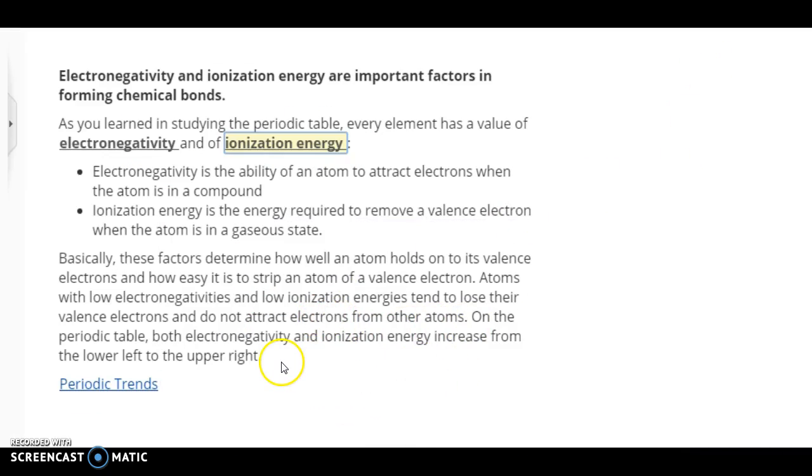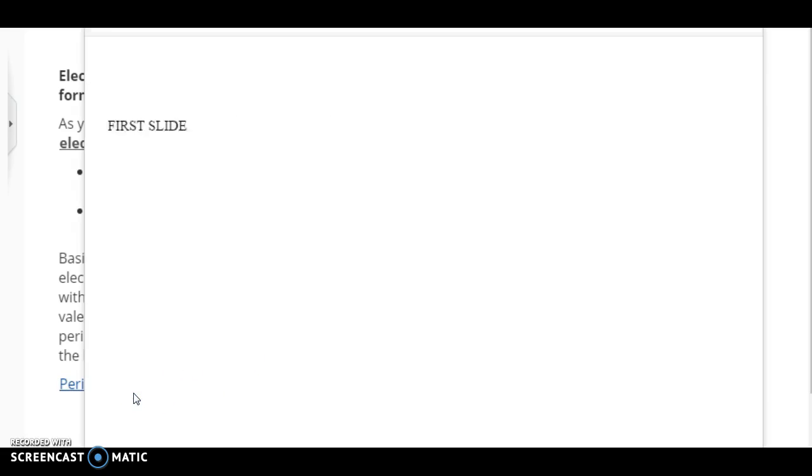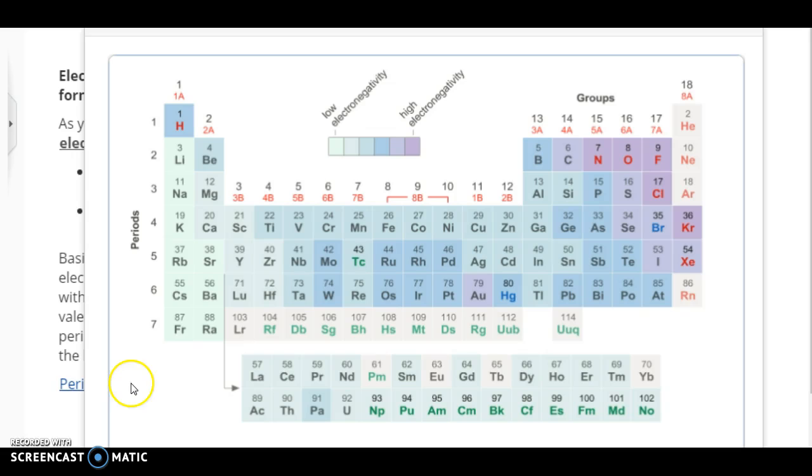On the periodic table, both electronegativity and ionization energies increase from the lower left to the upper right. So we can look here. The high electronegativity is in the purple, and the low is over here. And then, of course, you have the noble gases, which really aren't going to do much of anything. Now, if you're like, oh, but wait, krypton, yes, there are some exceptions. We basically don't deal with these at all in this class.